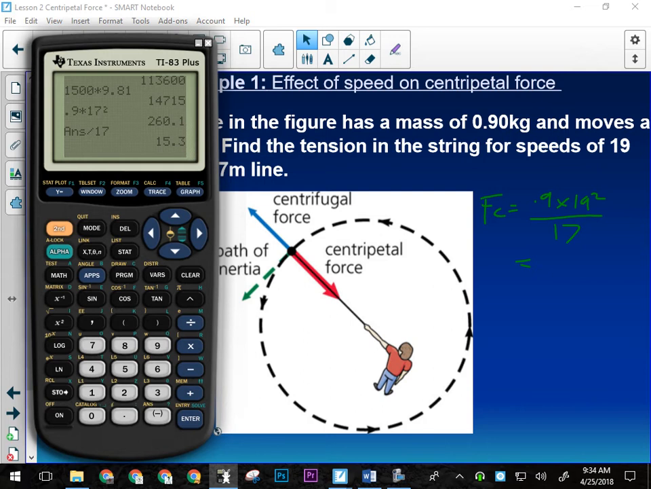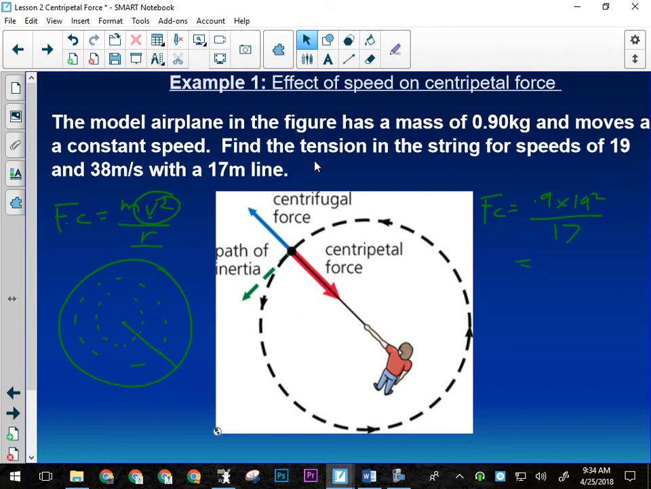All right, so we got 15.3 newtons. Oh, can't use black, that doesn't show up. 15.3 newtons. Everybody okay with that? All right, now we're going to do the same thing for when it's traveling at 38 meters per second, which is twice as fast. So predict, what should this number be? 4 times bigger, yeah. All right, so it should be like 46 point something.